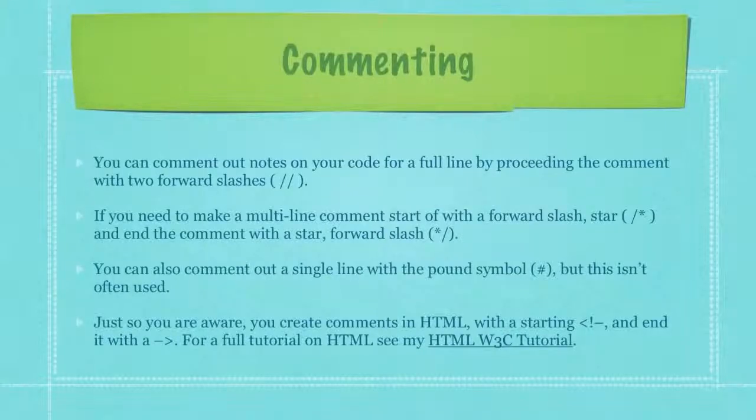You can comment out notes on your code for a full line by preceding the comment with 2 forward slashes. If you need to make a multi-line comment, start off with a forward slash and then a star, and end the comment with a star forward slash. You can also comment out a single line with the pound symbol, but this isn't often used.